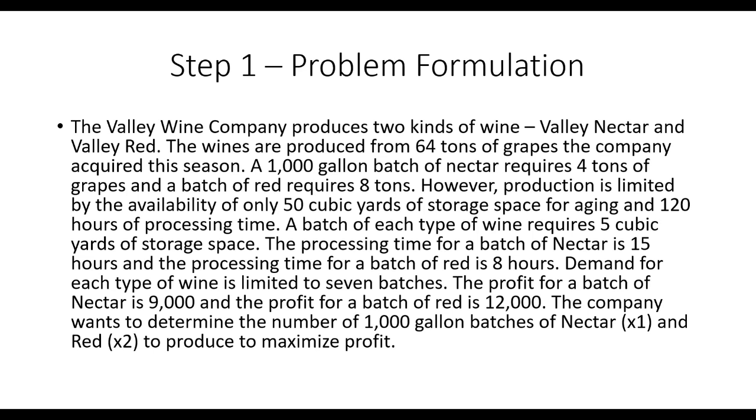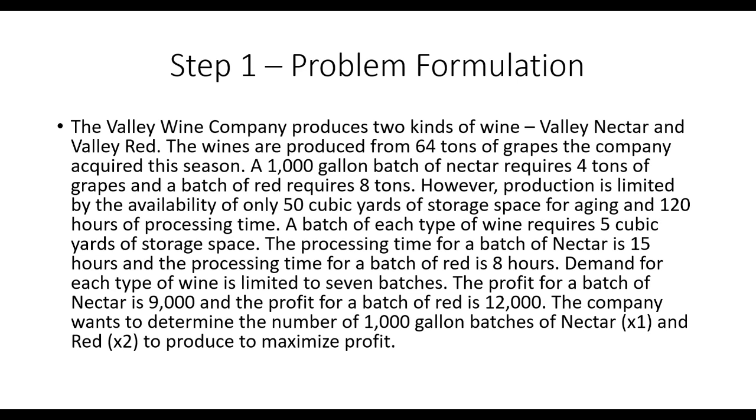The Valley Wine Company produces 2 kinds of wine, Valley Nectar and Valley Red. The wines are produced from 64 tons of grapes the company acquired this season. A 1,000-gallon batch of nectar requires 4 tons of grapes, and a batch of red requires 8 tons. However, production is limited by the availability of only 50 cubic yards of storage space for aging and 120 hours of processing time. A batch of each type of wine requires 5 cubic yards of storage space.